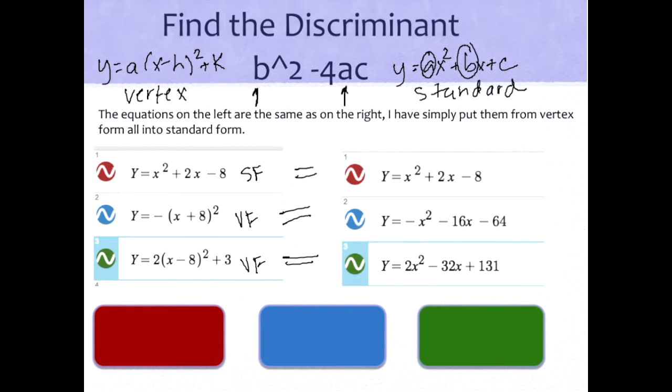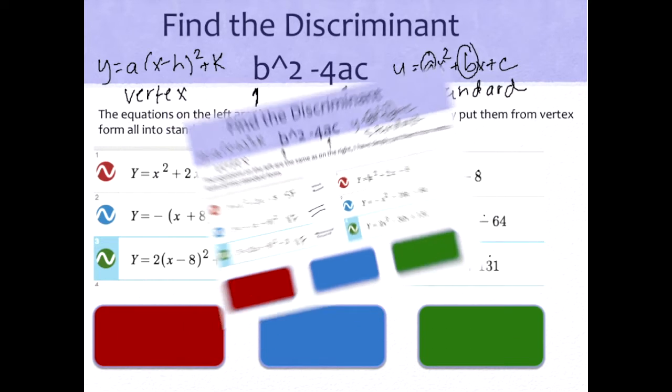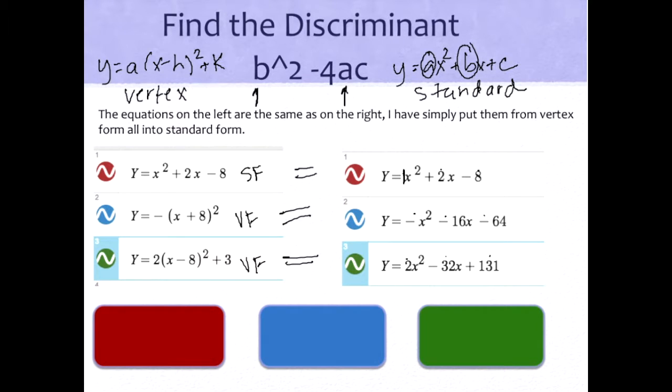Write down: the discriminant is b squared minus 4ac. I've done the math for you here, so all you have to do is look: A is 1, B is 2, C is -8 for the red graph. The hardest one is the green one, and the reason is because the numbers are bigger. There's nothing else to it. So B is -32, A is 2, and C is 131.